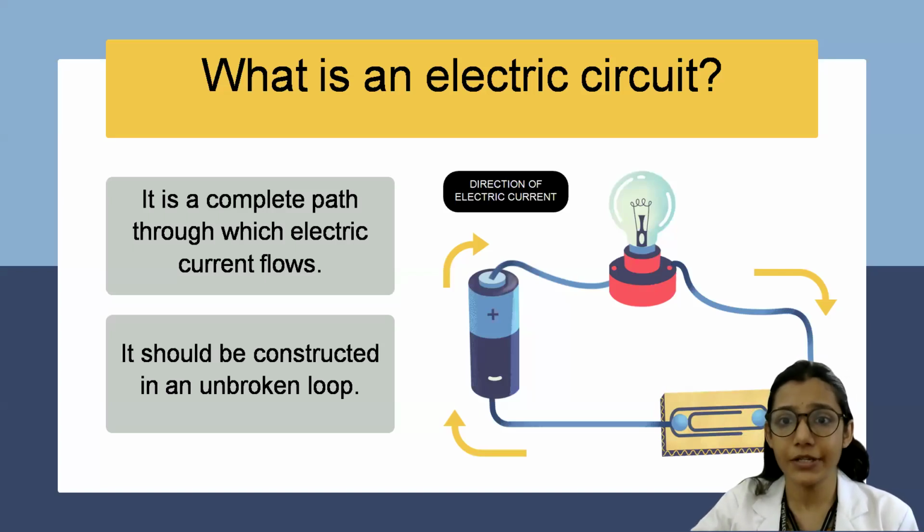Now coming to the direction of electric current. The direction of electric current is always unidirectional. From the negative side, the electrons flow, and from the positive side, the electrons complete the circuit. So it is always unidirectional.